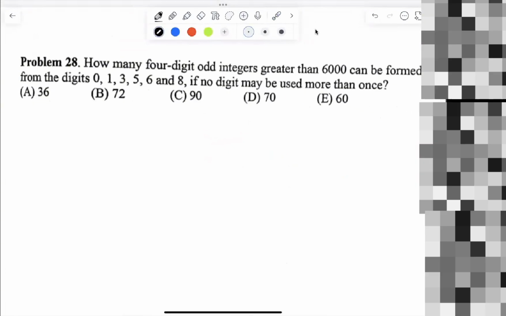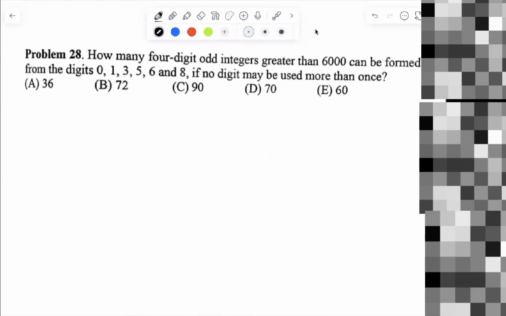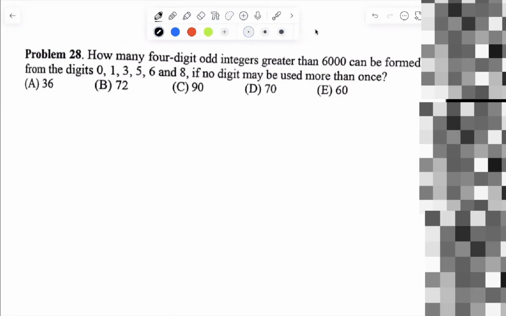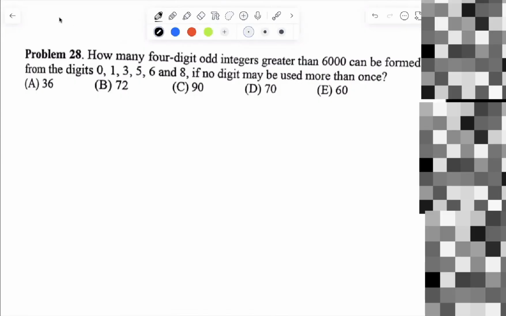Now let's move on to problem 28. How many four-digit odd integers greater than 6,000 can be formed from digits 1, 0, 1, 3, 5, 6, 8 if no digit can be used more than once? Alright, let's have a try at this question and tell me the answers in chat.